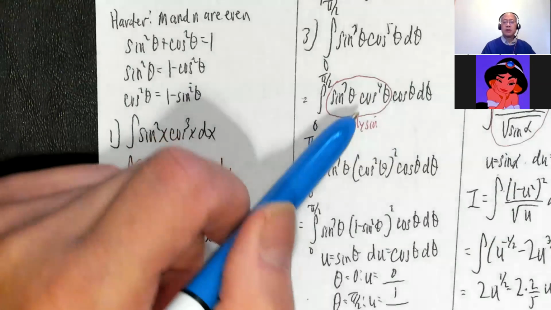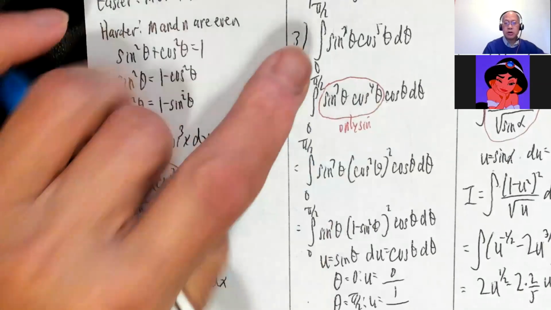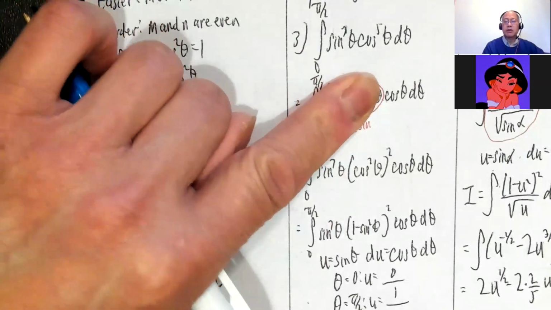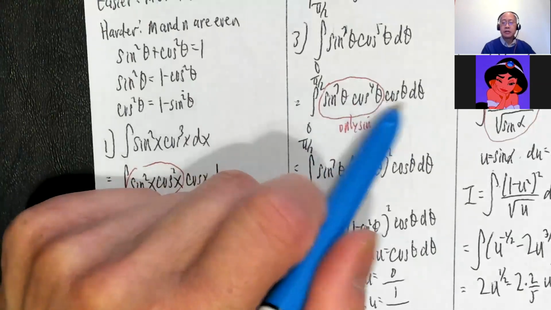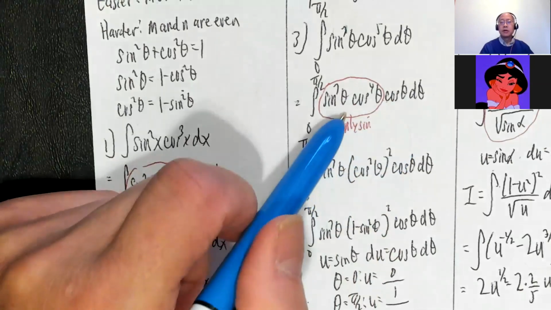Okay, so now I want everything circled, stuff behind my finger, to only say sine. Then I'll do a u substitution. u is sine theta, du is cosine theta d theta. So how do we do that?